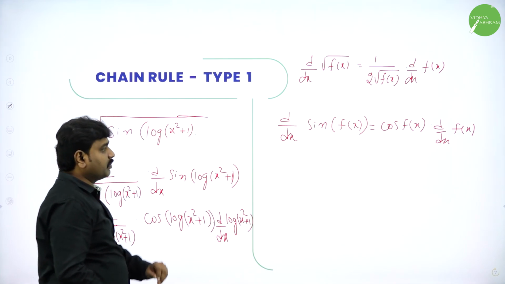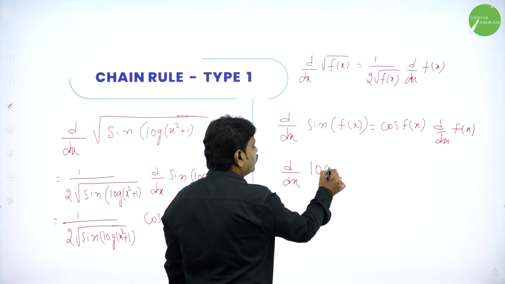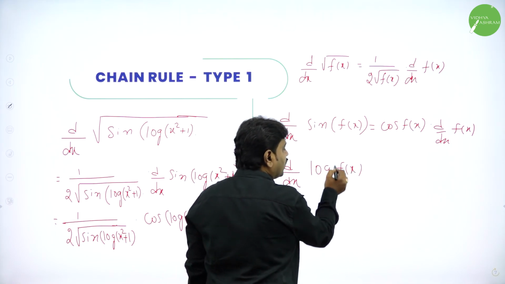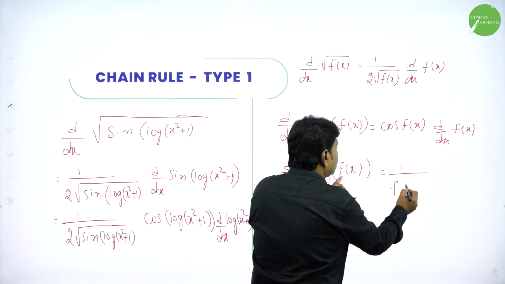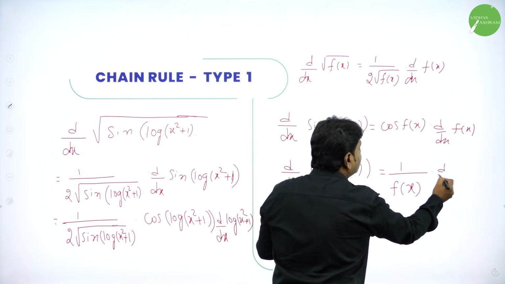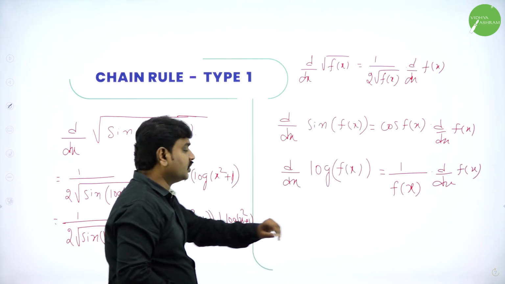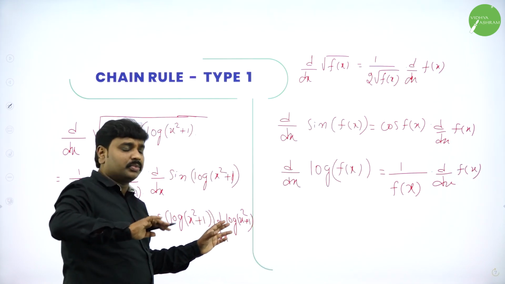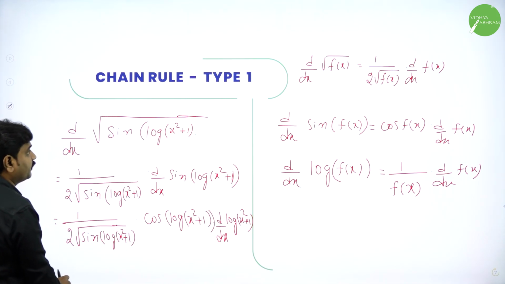And further it is in the form log f of x. So now my question to you, derivative of log f of x, use your brains. What is derivative of log x? 1 by x. Derivative of log f of x will be 1 by f of x into d by dx of f of x. The chain continues. As long as you have an internal function, the chain continues. As log x alone, I would have stopped by writing 1 by x. Inside log I have a function, so now I will multiply.